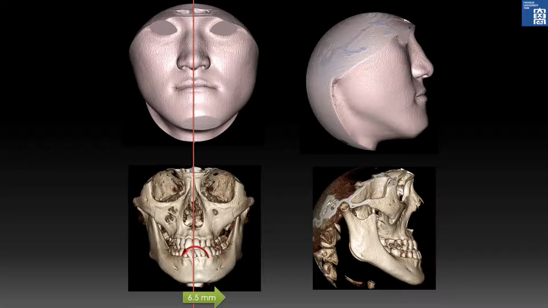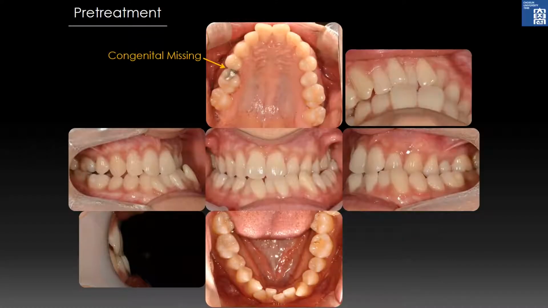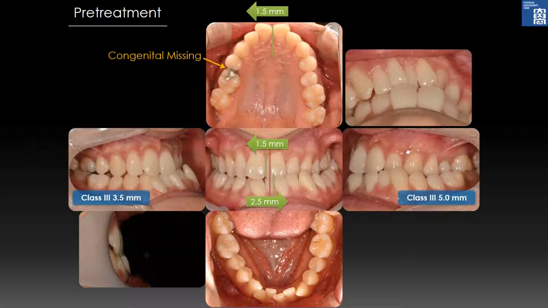Mandibular incisors were tipped to the right as a transverse dentoalveolar compensation to this mandibular shift. Maxillary right second premolar was congenitally missing. Therefore, maxillary dental midline was deviated to the right. Mandibular dental midline was deviated to the left. However, this was less than the half of the skeletal deviation due to the transverse compensation. Molar relationships were 3.5 and 5 mm class 3.